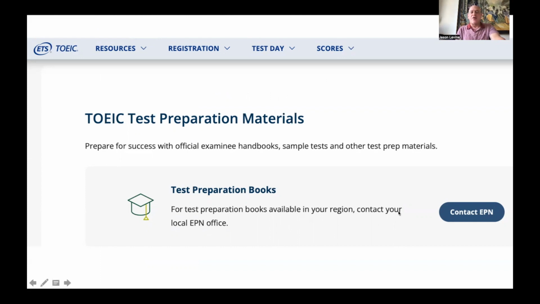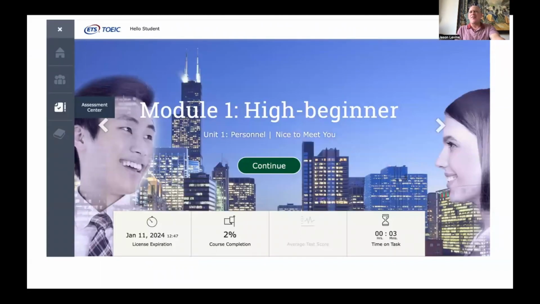Contact your local EPN office. You click this button, and in my case, in France, you get nothing. It really changes. Sometimes you get this. It's $53 or something like this. It's not a book, it's an online practice. It has this assessment center. So for TOEIC, the good news is if you can find this thing, and you have the money to pay for it, there's a lot of great practice here. It's the real deal. Otherwise, no official guide. All that stuff you saw earlier for TOEFL, which is the same company, doesn't exist for TOEIC.